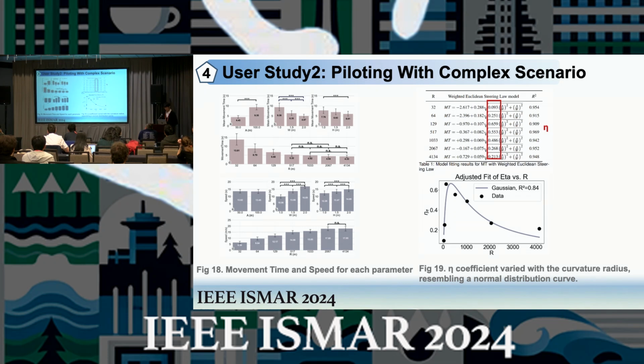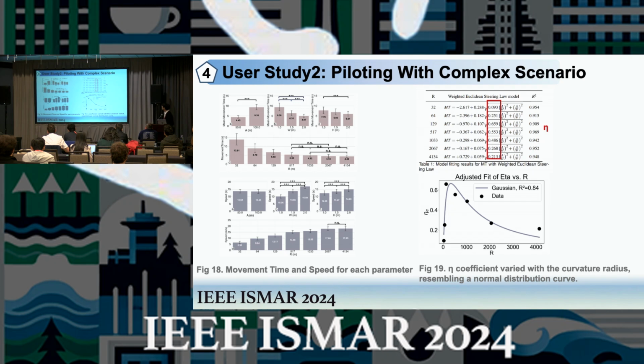Our general results revealed significant main effects of width, height, and curvature radius on movement time. Interaction effects among these variables are also significant. To address our third research question, we fitted the steering law model for each curvature separately. The model showed a good fit for each curvature value.